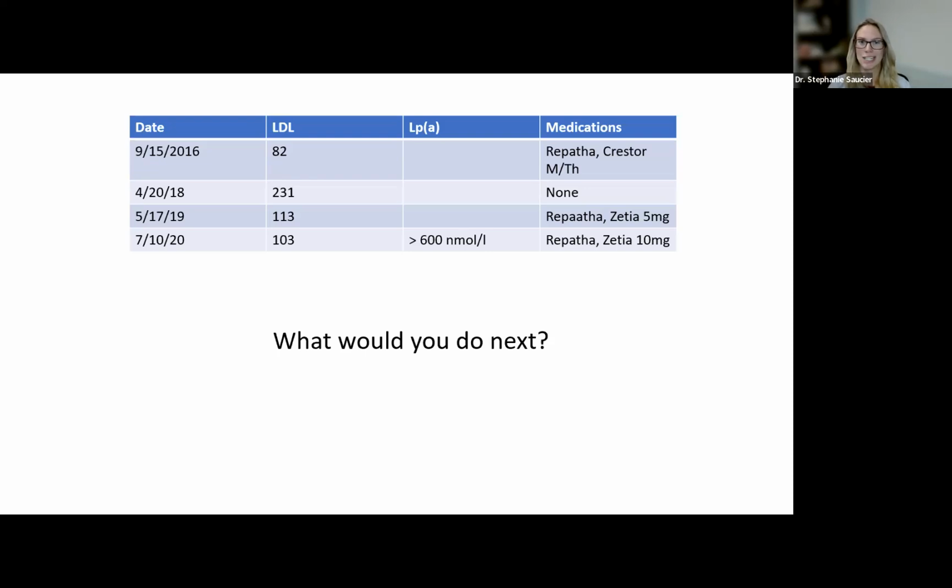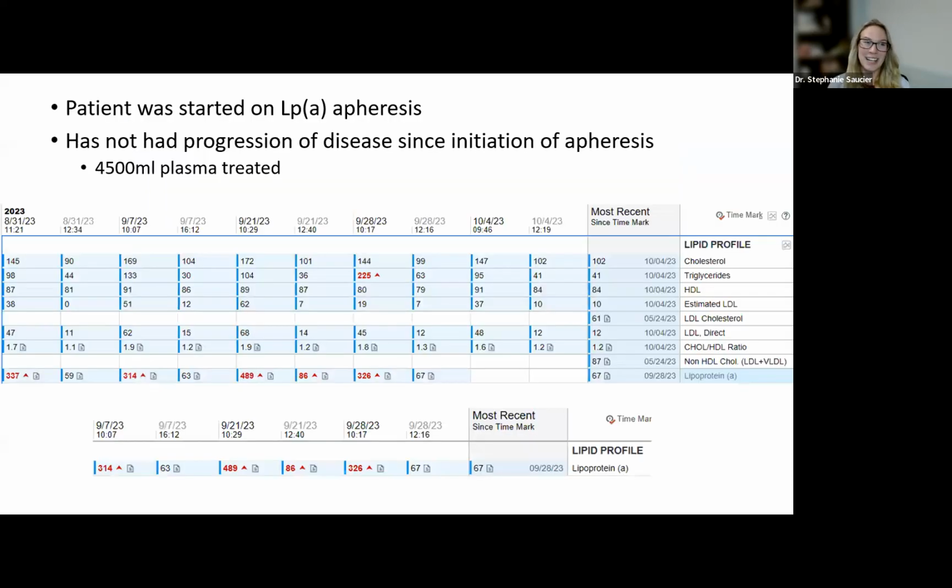She's on Repatha. She doesn't tolerate statins. She's already on ezetimibe or Zetia. So what do we do? She's having progression of quite significant disease at a young age, and she's got this Lp(a) at greater than 600. Well, I can tell you what we did. We actually started her on Lp(a) apheresis, as we do have an apheresis center here. And she, since initiation of apheresis, has not had progression of disease.